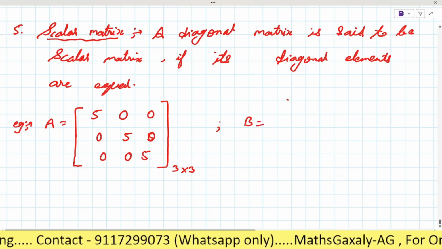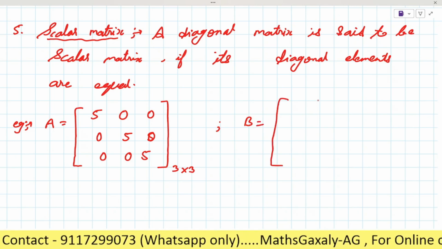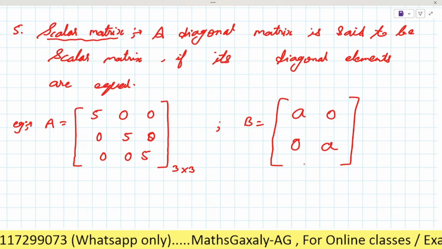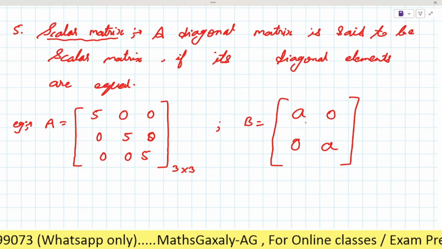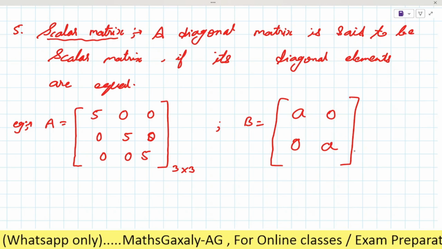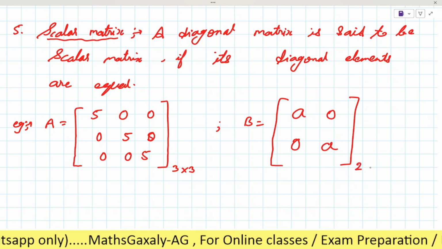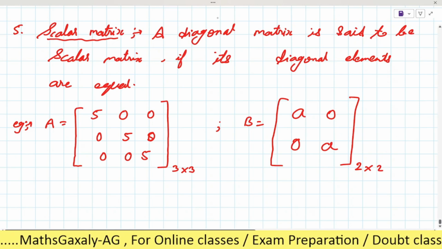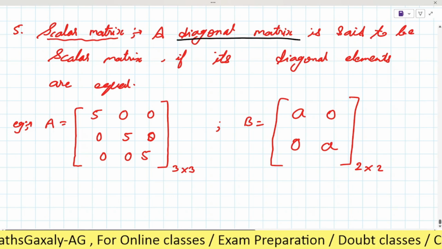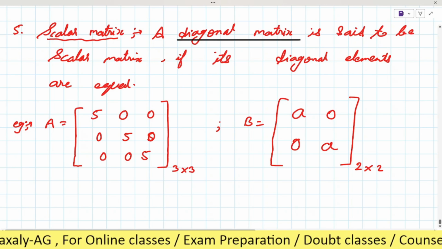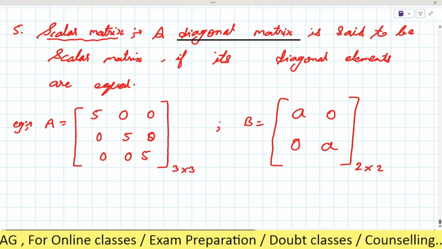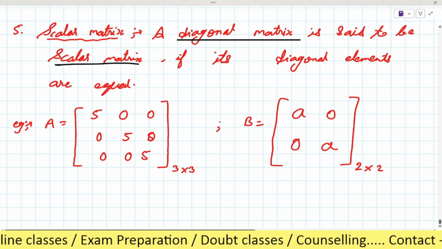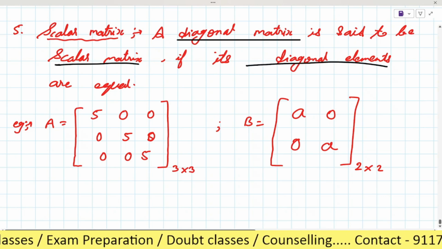Now the second example is, suppose we have a matrix A 0, 0 A. As you can see here, the diagonal elements are the same, which is A. So that's why it will be a scalar matrix. The main points to keep in mind: first of all, it should be a diagonal matrix, and if it is diagonal, it means it will be a square matrix. Ultimately it will be a square matrix. So a diagonal matrix is said to be a scalar matrix if its diagonal elements are equal.